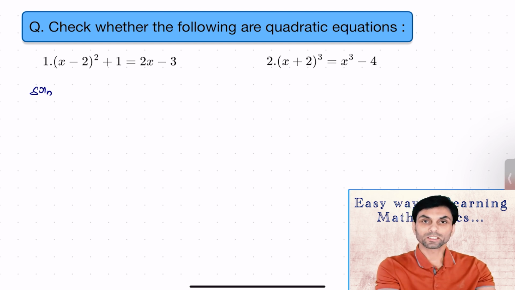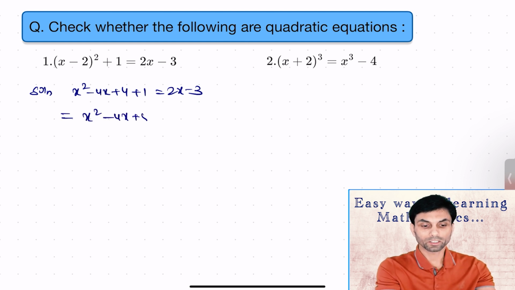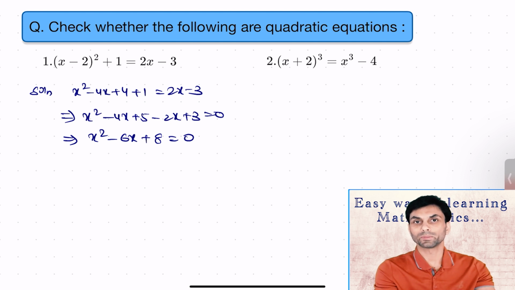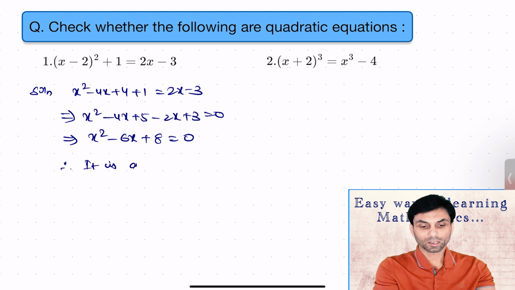So if you take the first one here, check whether the following are quadratic equations or not. On solving x minus 2 whole square plus 1 equals 2x minus 3, what we'll be getting is x square minus 4x plus 4 plus 1 equals 2x minus 3, which will be x square minus 4x plus 5 minus 2x plus 3 equals 0, and that will become x square minus 6x plus 8 equals 0. So as we can see here, the degree of the equation is 2. We can say therefore it is a quadratic equation.